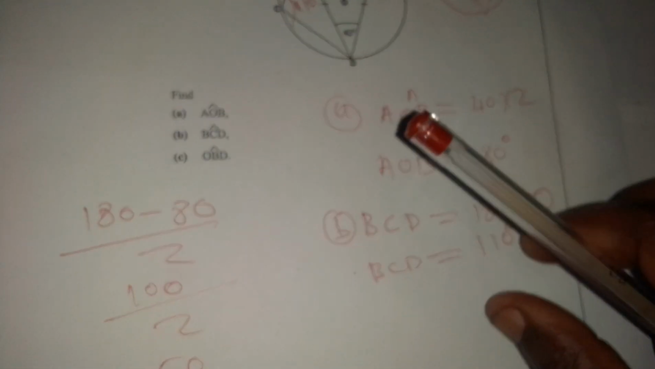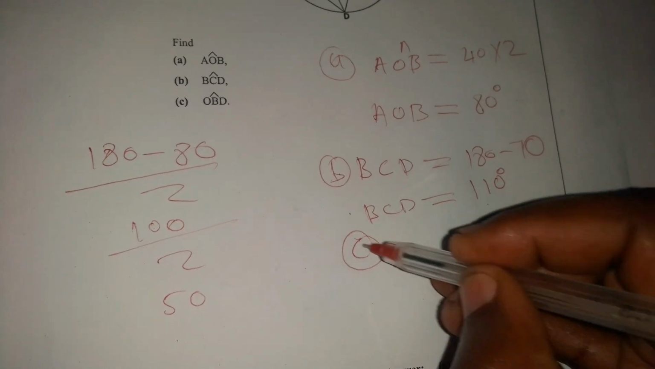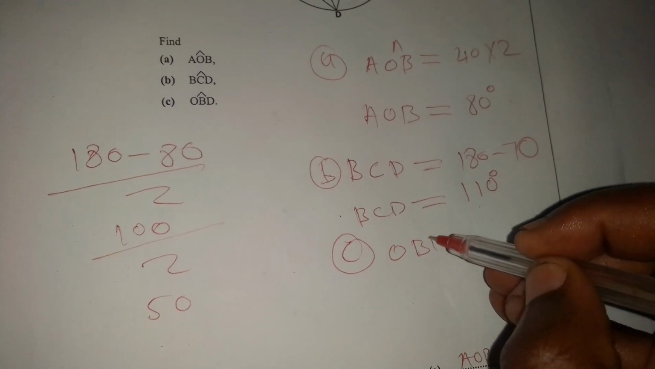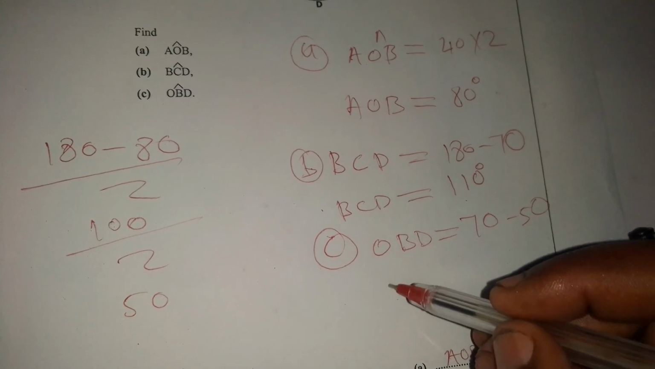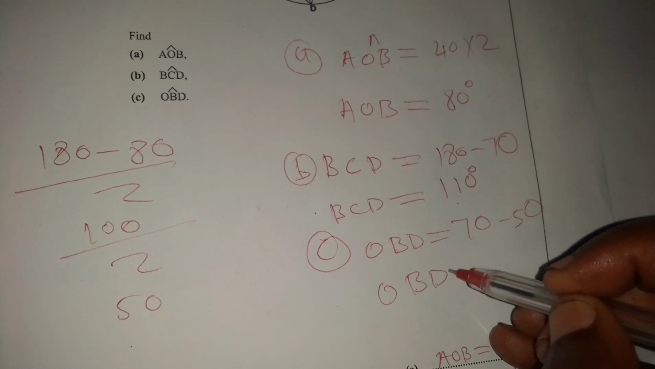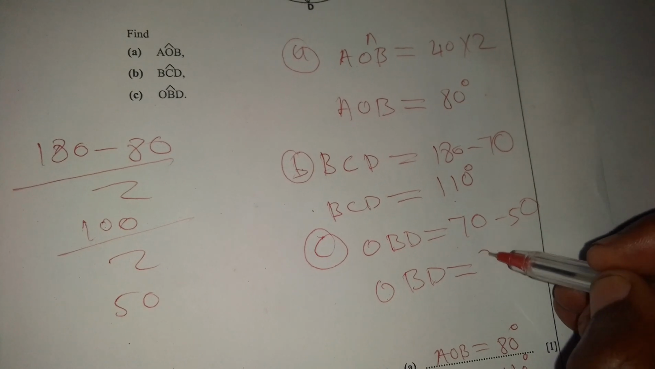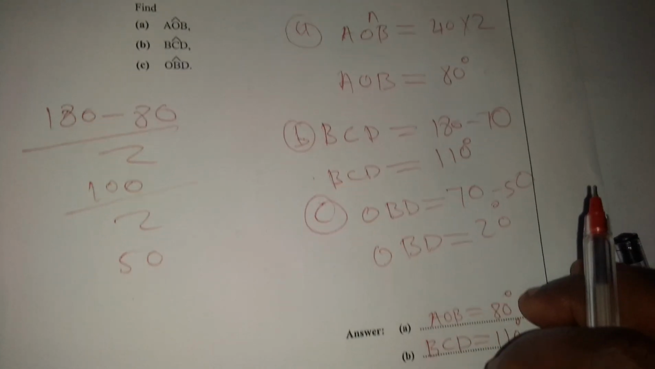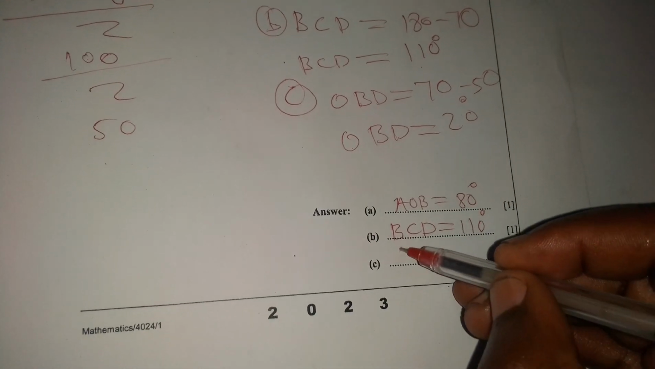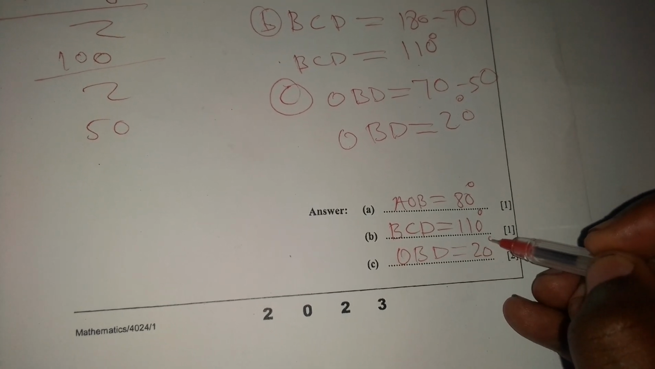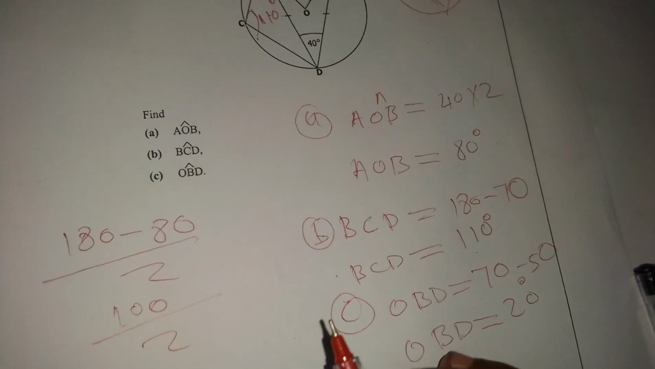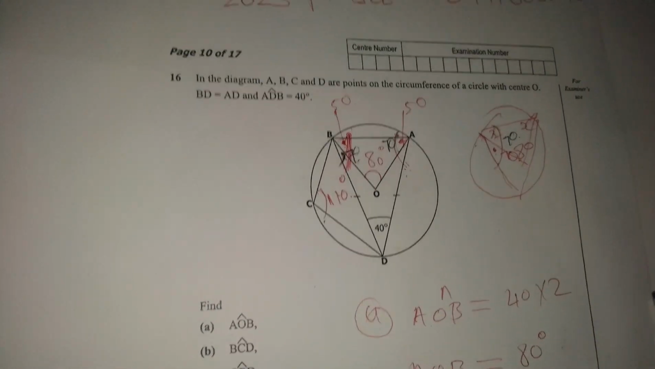Okay, so this is what we are going to do finally. We'll say OBD is equal to 70 minus 50. OBD, 70 minus 50, that is 20 degrees. Now we can show it here. We can just say OBD is equal to 20 degrees. That's all. So this is how it's supposed to be done.